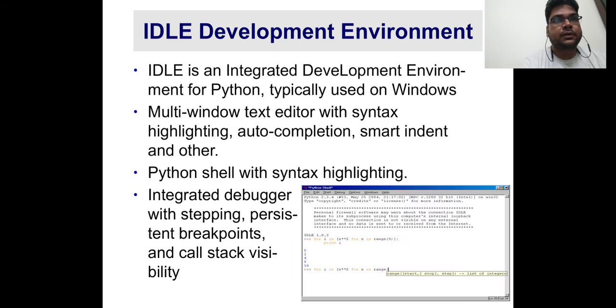Running Python. For running Python, you can use an integrated development environment, which is typically used in Windows: a multi-window text editor with syntax highlighting, auto-completion, smart indents and others, a Python shell and syntax highlighting, and an integrated debugger with stepping, persistent breakpoints and call stack visibility.